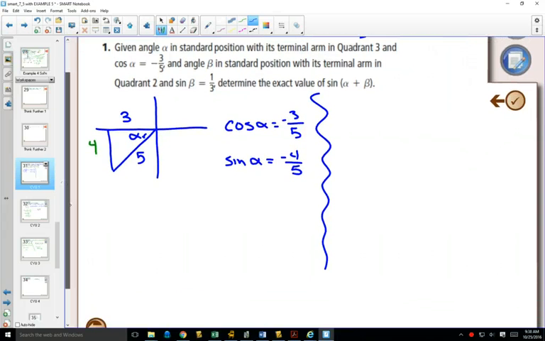And our second triangle will be for beta. And again, this is as easy as it gets. What quadrant is beta in? It tells us it's in quadrant 2. So when these become more difficult, you would get this question. They would say sine beta is equal to 1/3 and cotangent beta is less than 0.